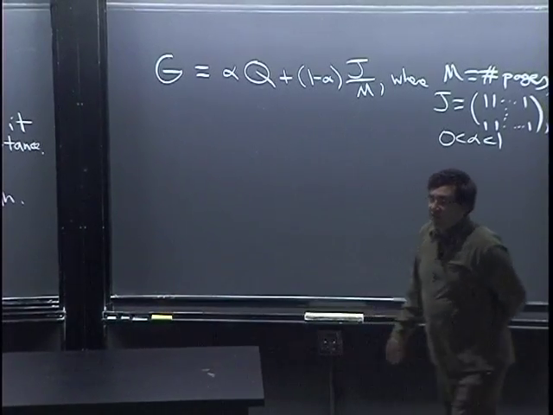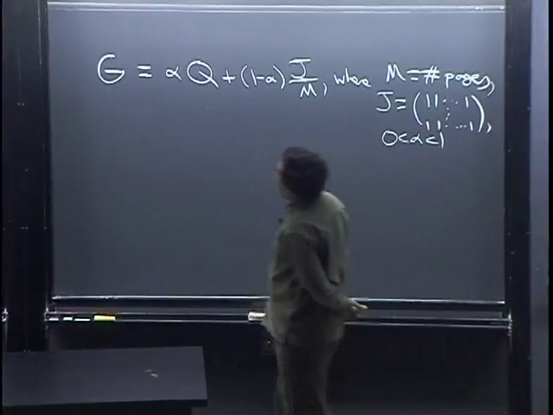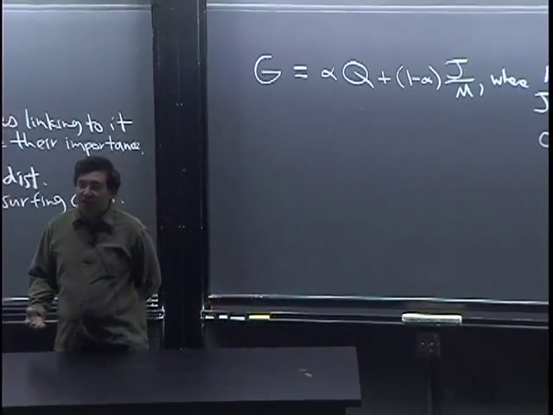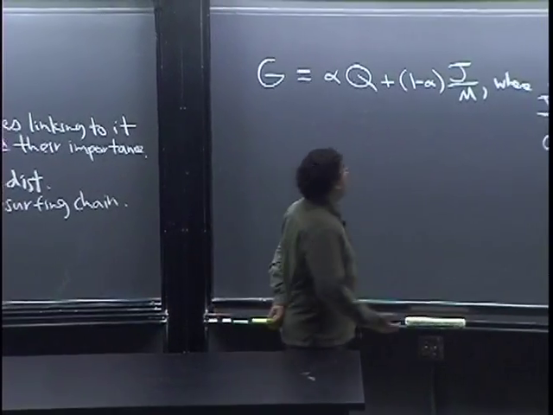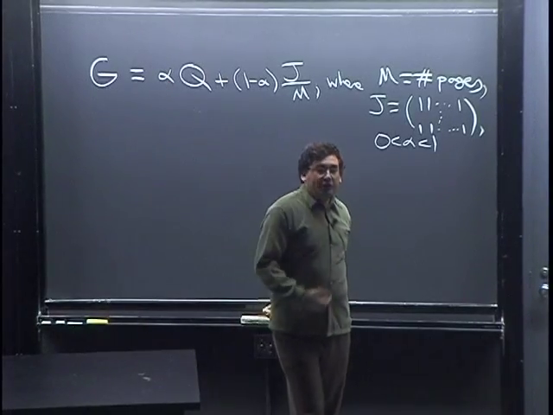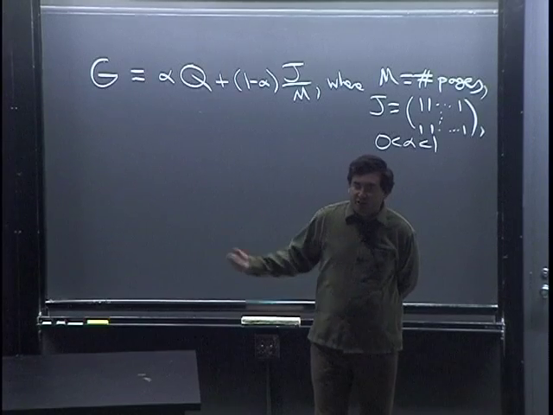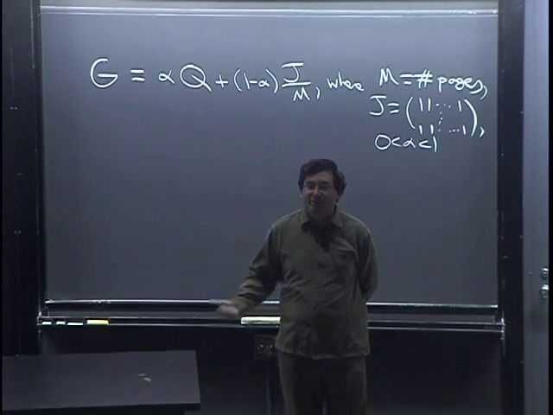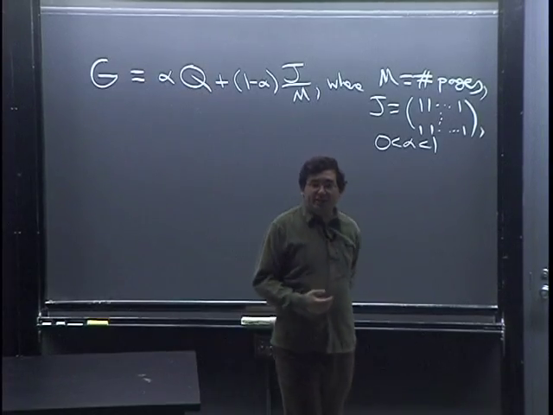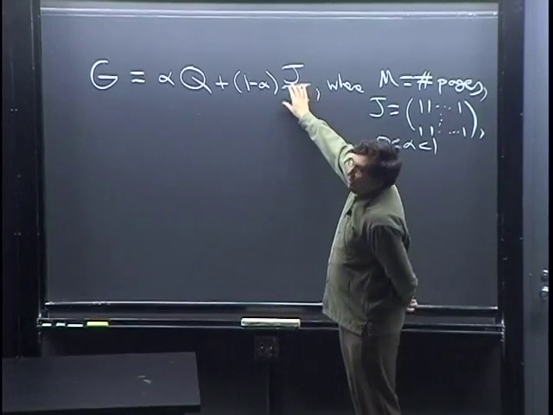So what this is saying is, imagine that you have this person randomly surfing the web, like we were saying. Now they flip a coin that has probability alpha of heads each time. If the coin lands heads, they just click a random link on the page that they were on, that is, they use the Q chain. But if the coin lands tails, they use this chain instead.